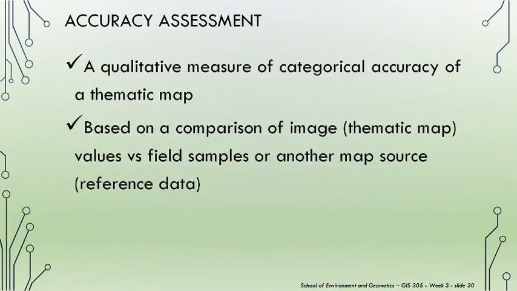So, what do we mean by accuracy assessment? Well, it's a qualitative measure of categorical accuracy of a thematic map. It's based on a comparison of the image values, that is the thematic map, versus some kind of a field sample, or another kind of map source that is going to serve as reference data. So we need reference data to do accuracy assessment. That's a key point.